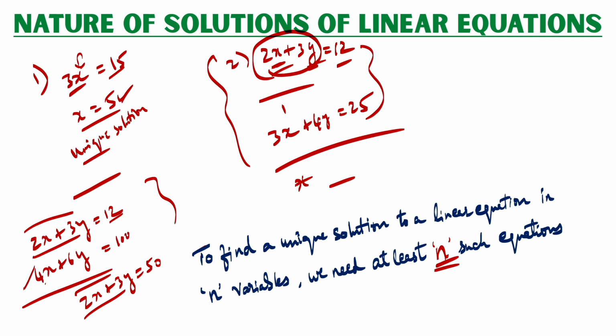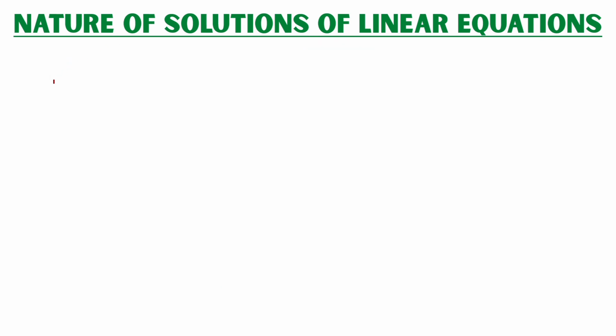Now, how can we know whether we can find unique solutions for equations or not? So we have certain conditions for that. Let us look into them one by one. Let's say the cost of 2 mangoes and 3 apples is rupees 50. Now, can you find out the cost of a mango and an apple, the individual costs? No, you cannot, because as we already discussed in previous slides, you must at least have two equations.